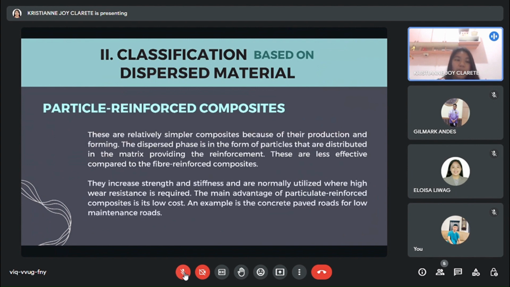And lastly, we have particle reinforced composites. These are relatively simpler composites because of their production and forming. The dispersed phase is in the form of particles that are distributed in the matrix, providing the reinforcement. These are less effective compared to the fiber reinforced composites. They increase strength and stiffness and are normally utilized where high wear resistance is required. The main advantage of particle reinforced composites is its low cost. An example is concrete paved roads for low maintenance roads.